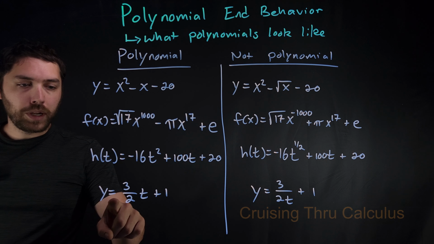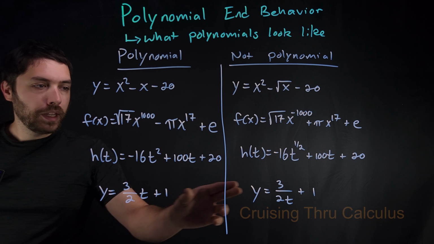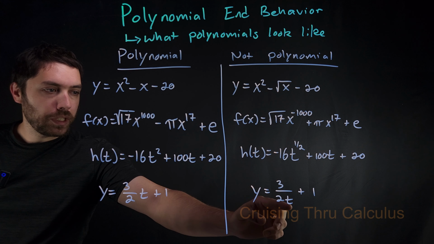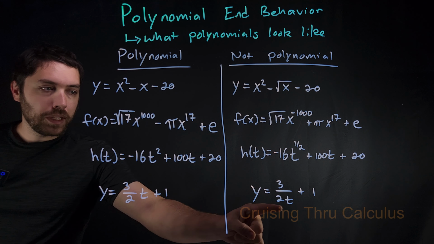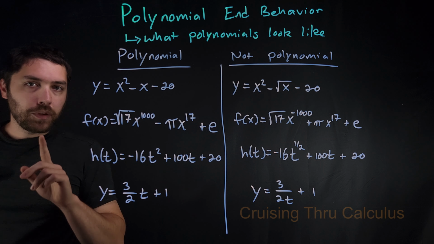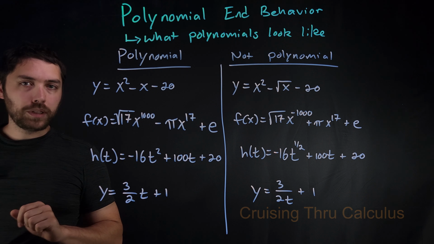Lastly, we have y equals 3/2 t plus 1. That is a polynomial. And over here we have 3 over 2t plus 1. The difference is that this t is now in the denominator here. If you ever see the variable in the denominator, that means it is not a polynomial anymore.